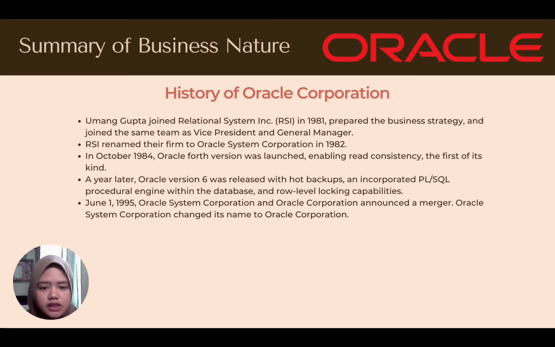On June 1, 1995, Oracle System Corporation and Oracle Corporation announced a merge. Oracle System Corporation changed its name to Oracle Corporation, which is now officially known as Oracle, but is also known as a holding company name till this day.